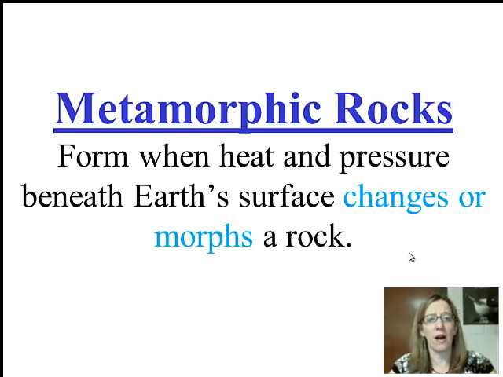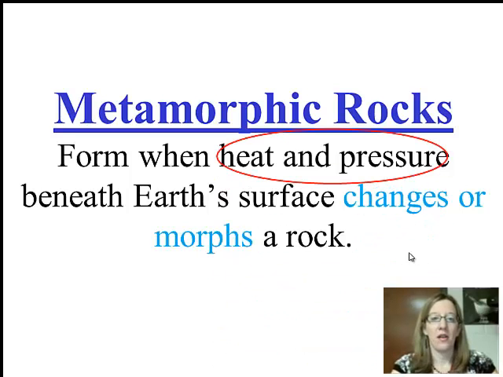So metamorphic rocks form when heat and pressure beneath the Earth's surface changes or morphs a rock. So you want to think of that word morph, and that it's heat and pressure. Sometimes I use the clue PH, for pressure and heat. So a metamorphic rock changes, morphs, due to heat and pressure.